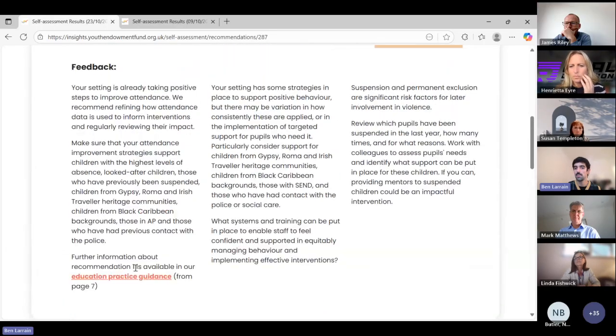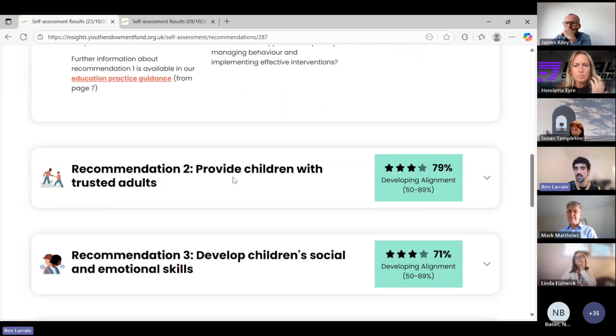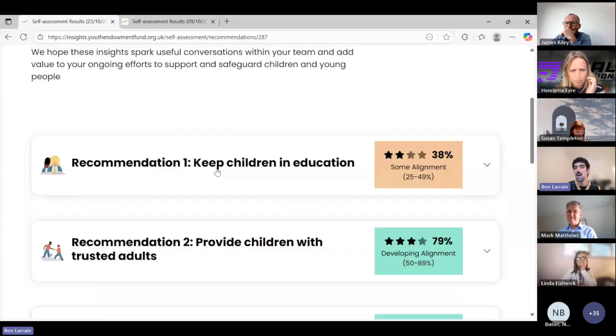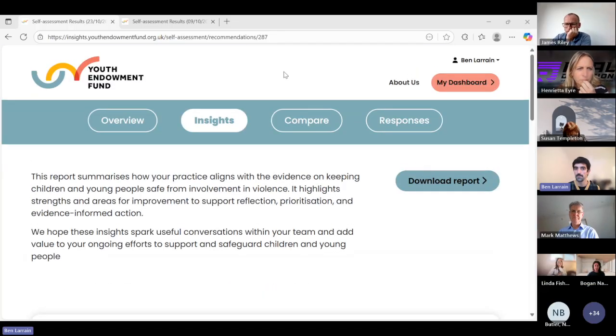So we really hope that if you complete the questionnaire, you're able to then start thinking about what are the specific things that we need to improve on, by reading the Insights report. The Insights report is also available to be downloaded as a PDF. So it may be that you complete it on behalf of your education setting, but you download the report and you share that with colleagues to generate discussion around specific areas that you'd like to improve on.